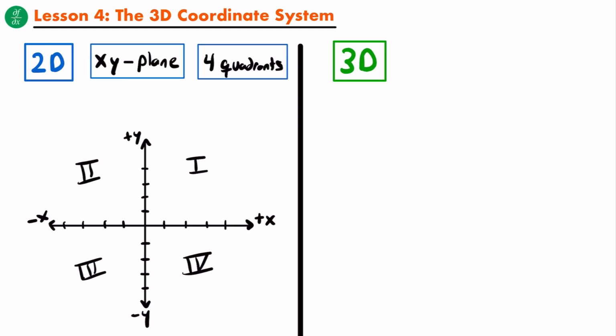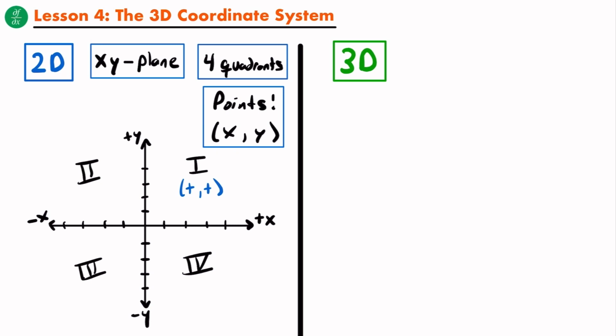Okay, and within the four quadrants of the xy plane, we can plot some points. And our points look like this. They are represented by two coordinates. One is the x coordinate and the other is the y coordinate. We call these points ordered pairs. We have a pair of coordinates that are in a specific order of x and then y. All right, and so when we plot points in the first quadrant, the x-coordinate is positive and the y-coordinate is positive. When we plot points in the second quadrant, the x-coordinates are negative and the y-coordinates are positive. When we plot points in the third quadrant, both the x and the y-coordinates are negative. And then when we plot points in the fourth quadrant, the x-coordinate is positive, but the y-coordinate is negative.